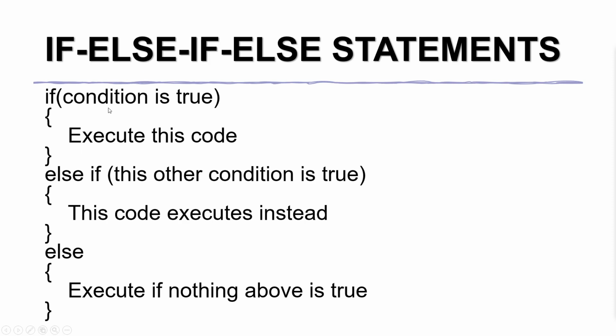If it's not true, we come down here, else if, and then it checks to see if another condition is true. If that condition is true, it executes this line of code. If it's not true, it goes down to the else. So if this condition is not true, if this condition is not true, we'll just execute this line of code and then keep going.